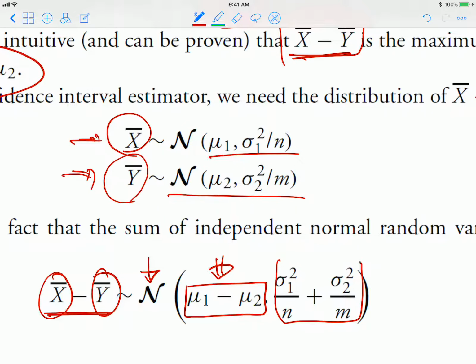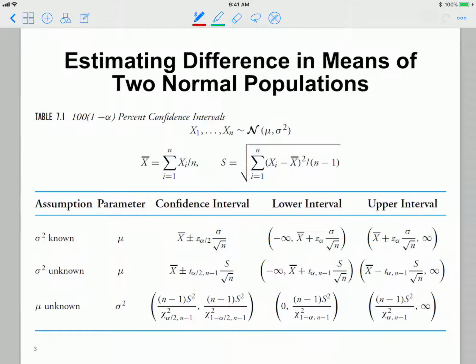And what about the variance? It will be simply the sum of the variances of these two random variables. So we are adding these two, right?